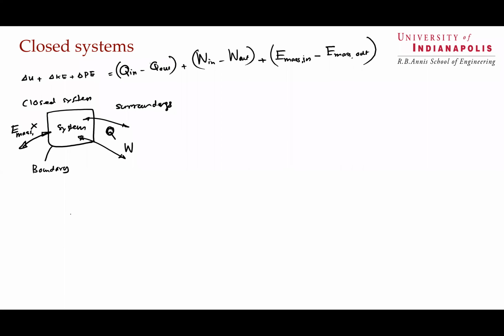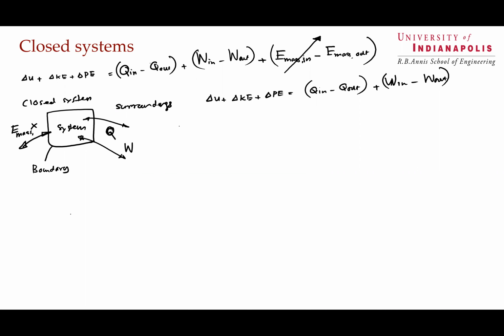So the last term of the right-hand side of the equation is no longer valid for a closed system. So we're going to simplify this equation. Delta U plus delta KE plus delta PE equals Q in minus Q out plus W in minus W out.